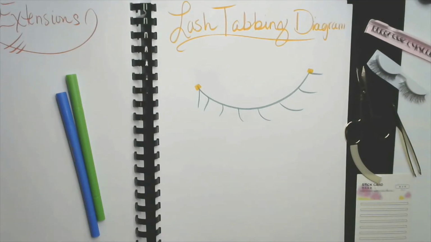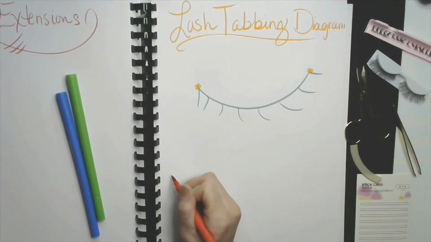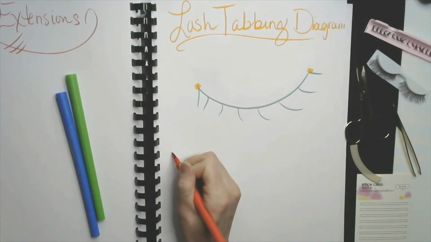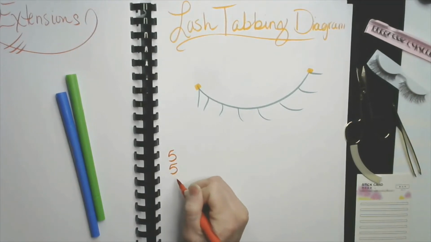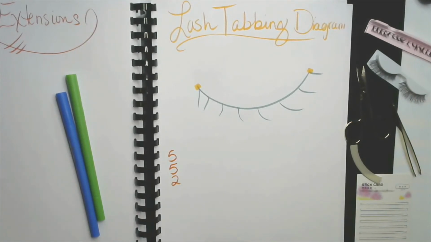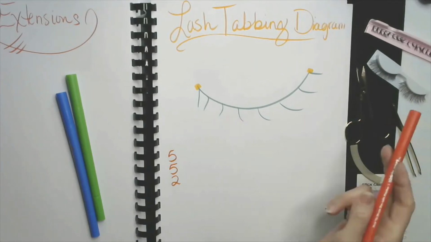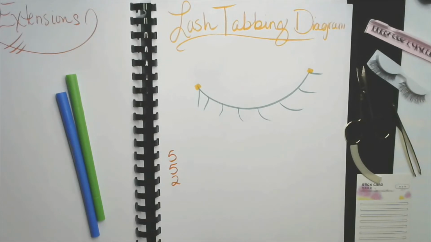So this is the 5-5-2 technique. So I'm just going to write this down. 5-5-2. Okay. So our first layer, our first go around of our lash tabbing, we're going to lay down 5 lashes.